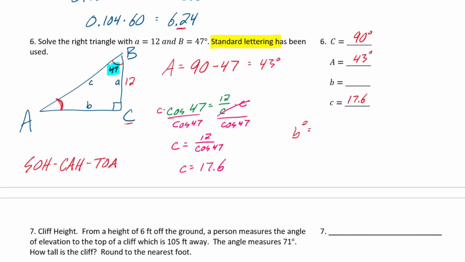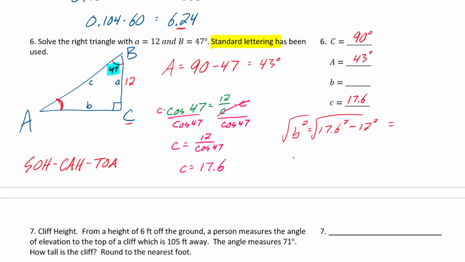would work, B squared would have to equal whatever the hypotenuse is. So we just found that to be 17.6 squared minus 12 squared. And then to cancel the power of 2, we would take the square root of that result. So we could go about doing it that way.